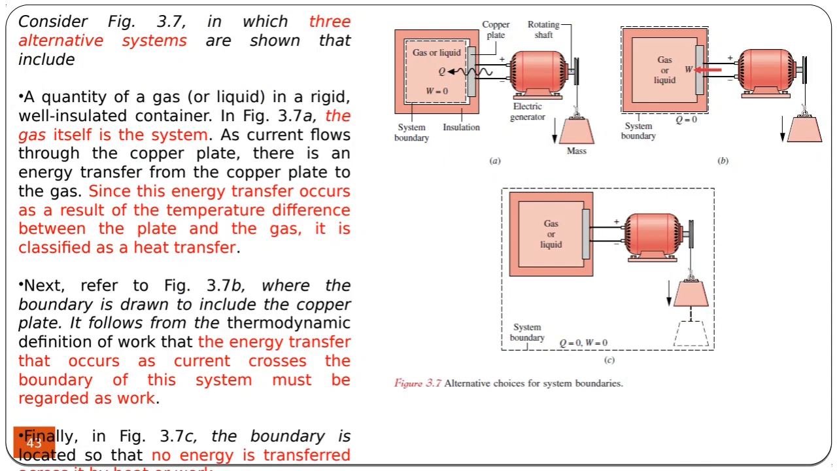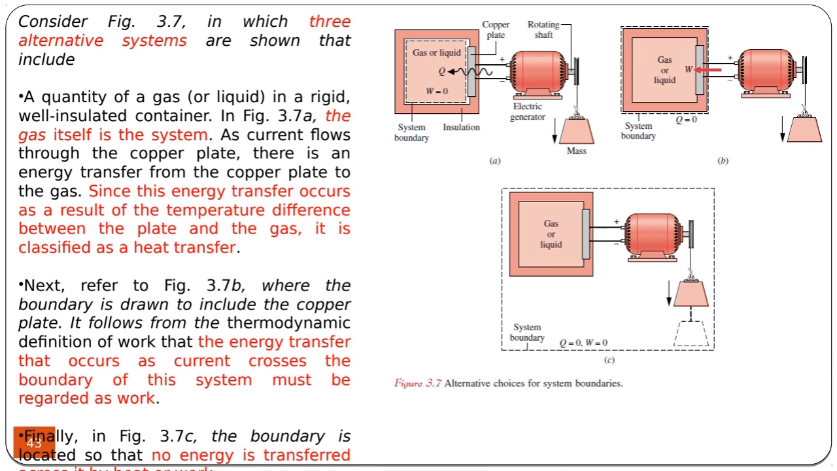So as you can see, the system layout may be very different. In the first one, the motor is rotated by a mass moving down. As the mass moves down, it rotates the motor. And when it rotates the generator, this generator produces electrical energy, and this electrical energy can be transferred into this liquid. So in this case, it's done by heat, because as you can see, there is a heater here, electrical heater, which heats the liquid. So it's a transfer of heat. It's not a transfer of work. It's a transfer of heat.